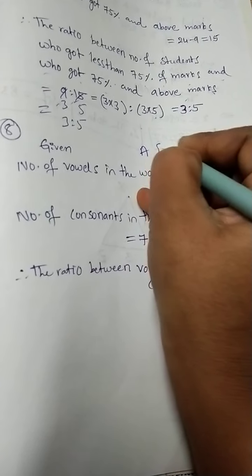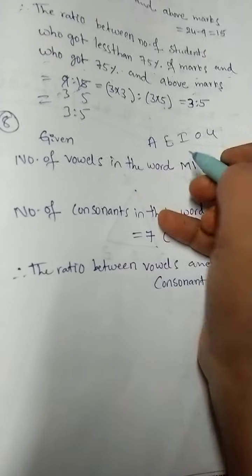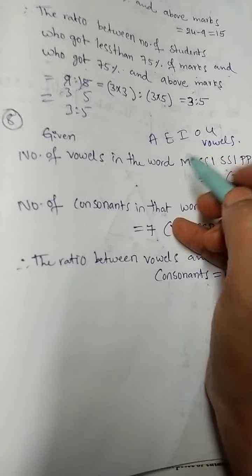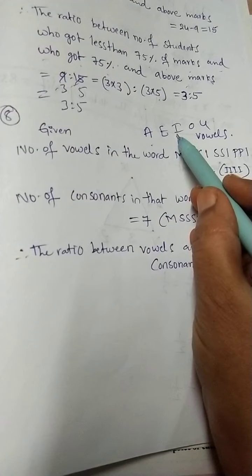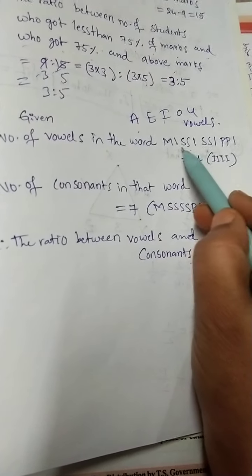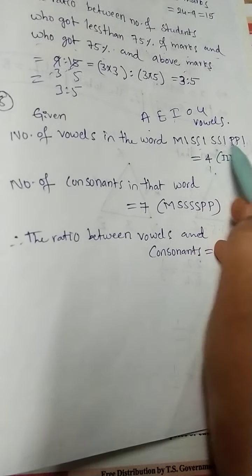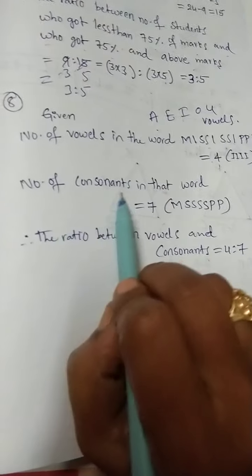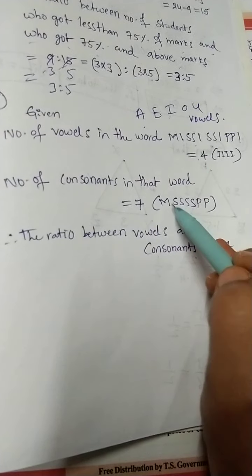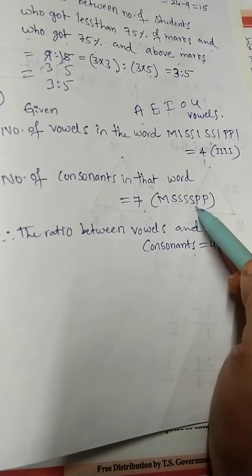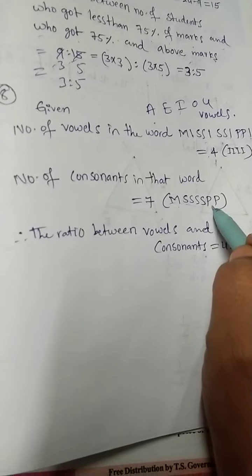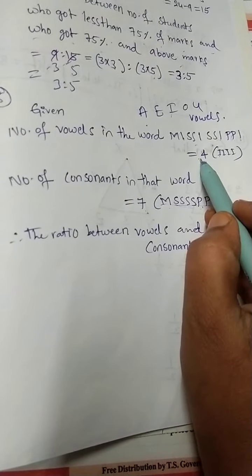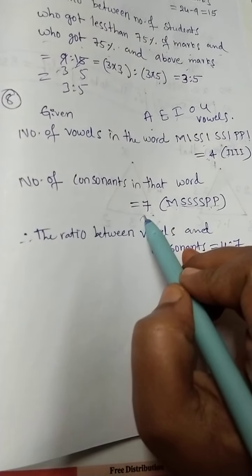Vowels are A, E, I, O, U. We can call these our vowels, right? Remaining all are consonants. So here I is a vowel. In this given word we have I 4 times, so the number of vowels is 4. The remaining all are consonants: M, S, S, S, P, P. How many consonants? 7. And vowels? 4.